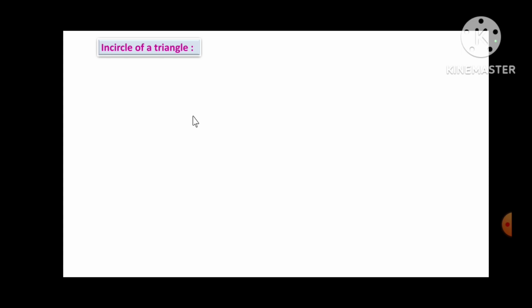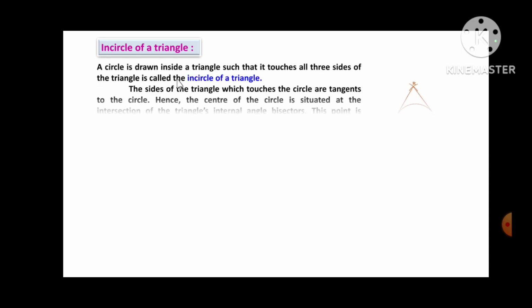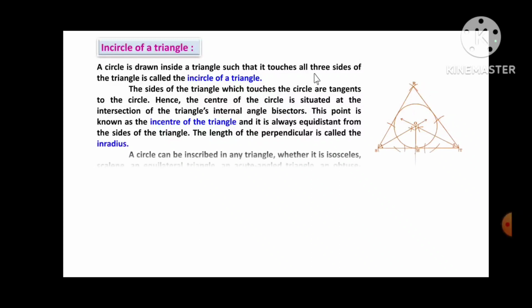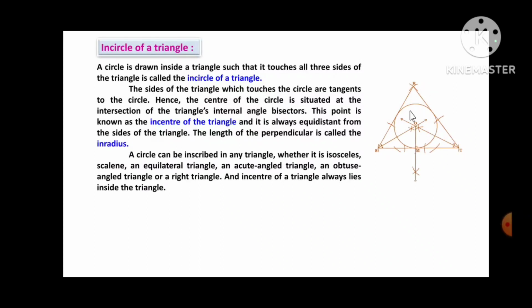Incircle of a triangle. Friends, a circle drawn inside a triangle such that it touches all three sides of the triangle is called the incircle. In the adjoining figure you can see the circle drawn, touching all sides of the triangle. The sides of the triangle which touch the circle are tangents to the circle. Hence, the center of the circle is situated at the intersection of the triangle's internal angle bisectors. This point is known as the incenter of the triangle and it is always equidistant from the sides of the triangle. The length of this perpendicular is called the inradius.